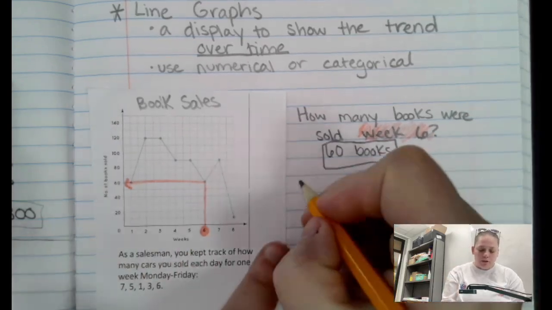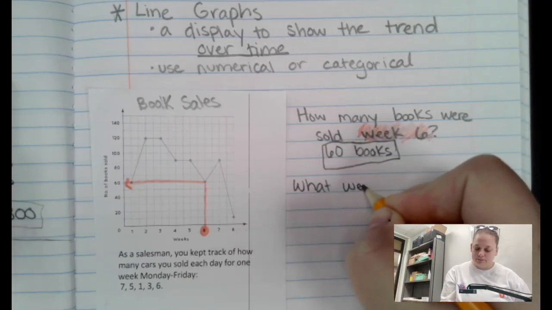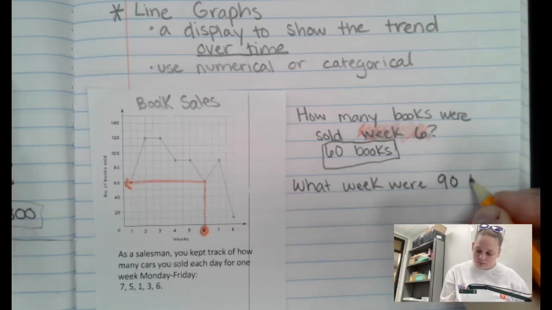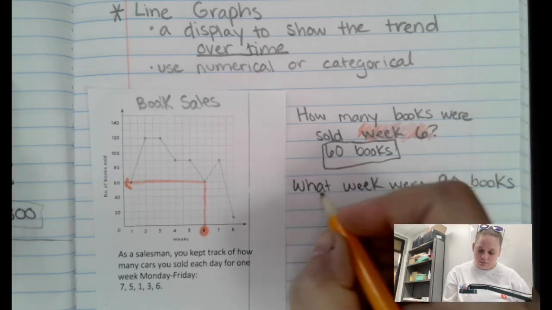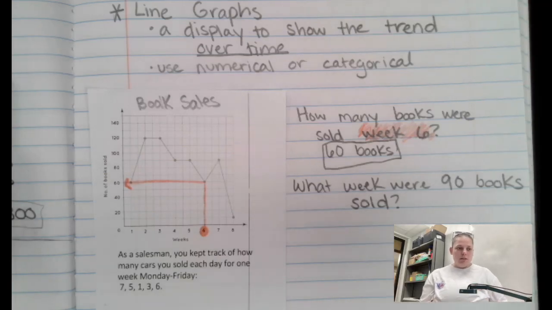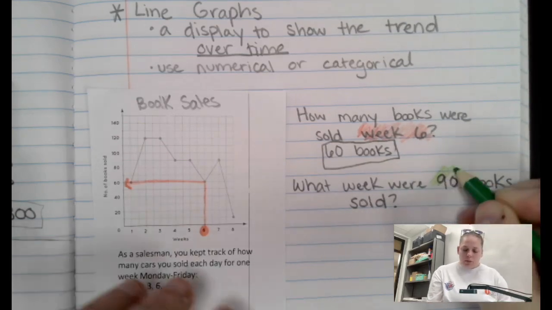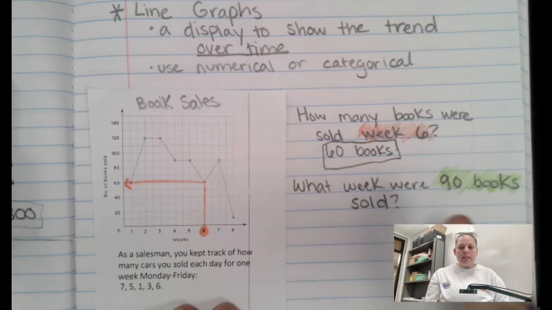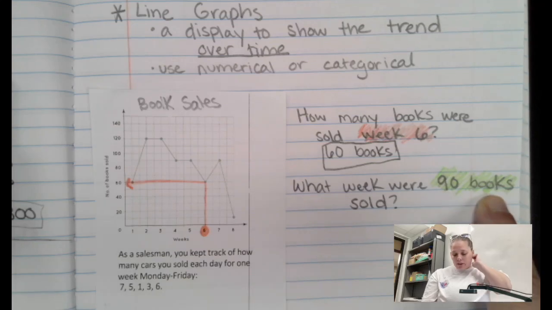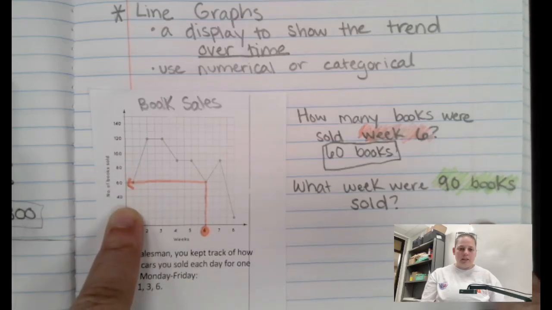Okay, we have one more question. Our next question is, what week were 90 books sold? I'm going to use a different color here, so if you'd like to switch colors, doesn't matter which color you use, these are the only 2 colors we're using today. Okay, and this time we're looking for 90 books. So when I look for 90, am I going to look at my x-axis or my y-axis? Well, 90 is my amount of books, and my number of books is on my y-axis here, the one going up and down, so I need to find 90 here.